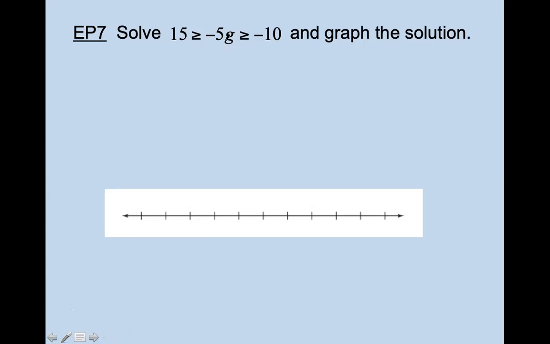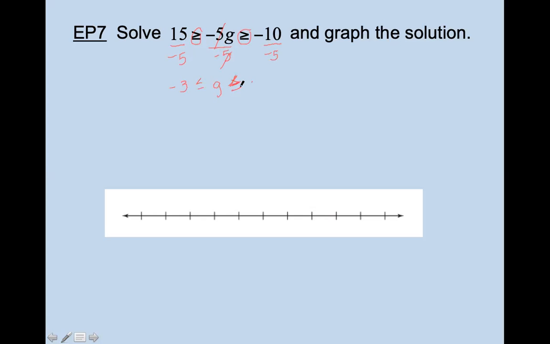And I need to get g by itself. So to get g by itself, I need to divide by negative 5. And remember, with these, you divide everything by that value on both sides. And there's 2 sides, so it's actually 3 places I'm dividing by negative 5. Because I'm dividing by a negative, I have to remember to switch the inequalities, and I need to switch both of them. So 15 divided by negative 5 is negative 3. It's less than or equal to g. That gets my g by itself. That's what we were trying to do. And it's greater than or equal to negative 10 divided by negative 5 is 2. Oop, I forgot to switch that one, didn't I?